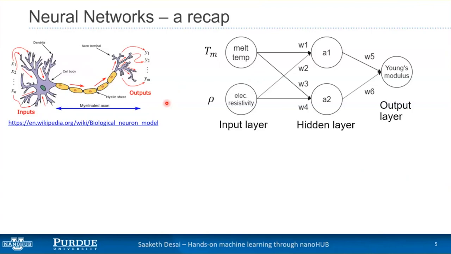While building these artificial neural networks, you typically want to arrange neurons in layers. So last time we looked at the example of using a neural network to predict Young's modulus. We will look at a different example today, but let's just stick with that for the purpose of illustration. Let's say we had two inputs to the neural network, the melting temperature and the resistivity, denoted Tm and rho. That would constitute our input layer. This would be the inputs to the model, the neural network. The output layer would be the quantity that you're interested in predicting. In the previous session, it was the Young's modulus. In this case, it's going to be a different example. And in between, you can have as many hidden layers as you want, with as many neurons in each layer. In this case, I have one hidden layer with two neurons in that layer.